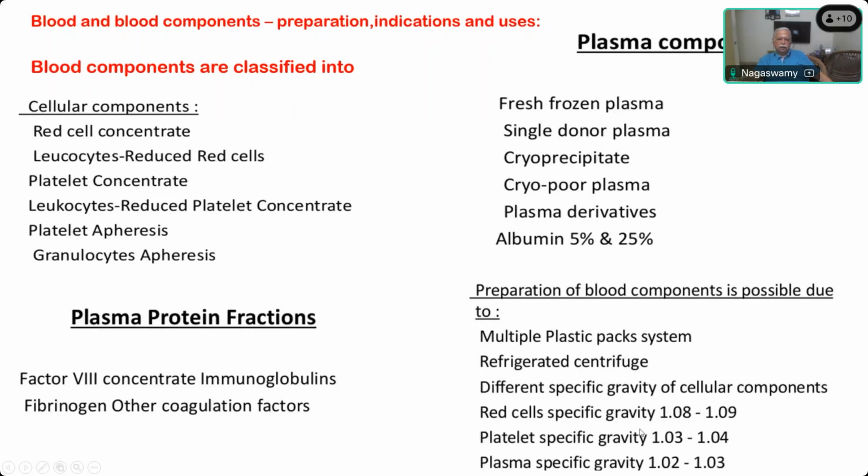For example, red cells have a specific gravity of 1.08 to 1.09. Platelets are slightly less heavy, 1.03 to 1.04, and plasma specific gravity is 1.02 to 1.03. That is why in earlier days when we did the ESR, erythrocyte sedimentation, we used to simply keep the citrated blood in a tube and all the cellular elements will gravitate down and the supernatant plasma will separate. So that is the technique which is used basically for these methods of separation.